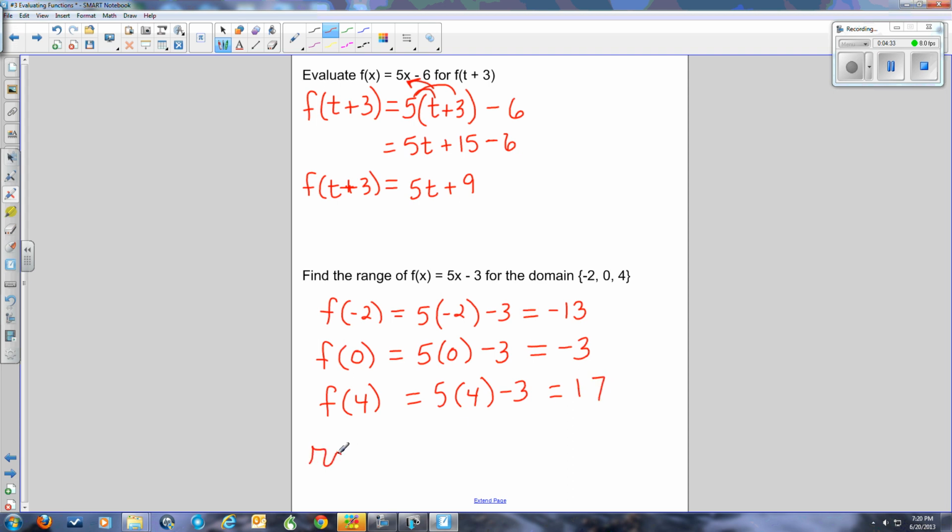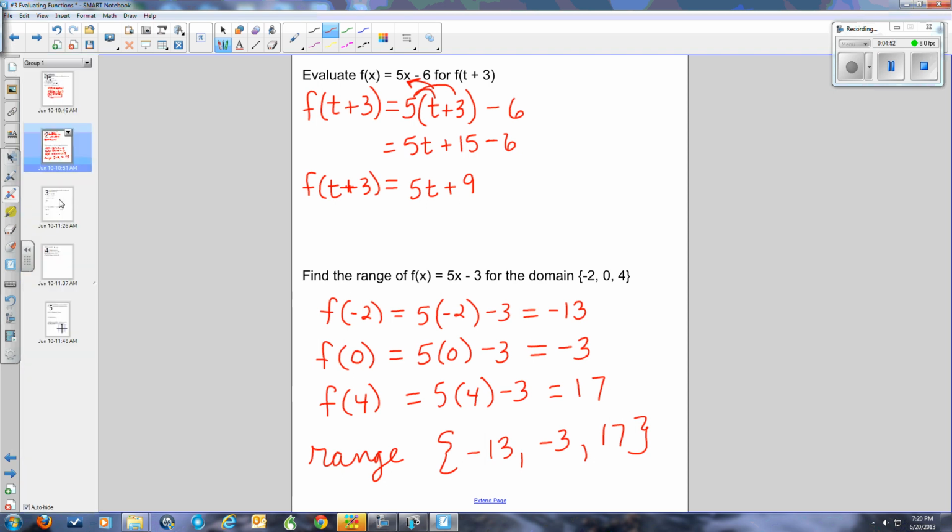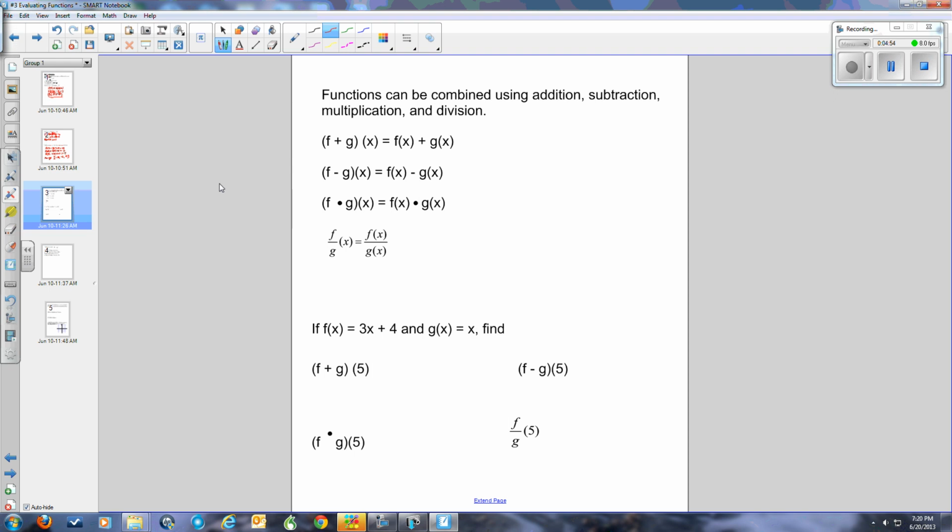So that gives us a range of negative 13, negative 3, and 17. These would essentially be our y values if we were not using function notation. Okay, so let's move on.